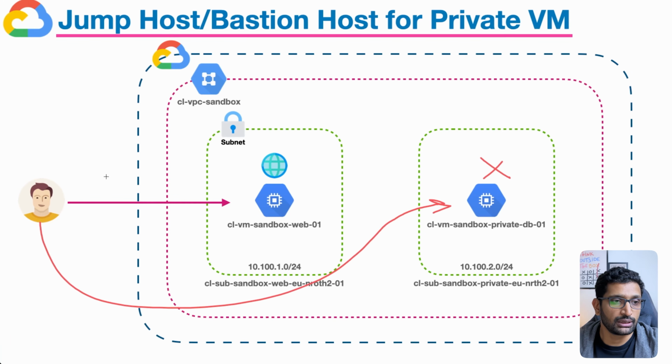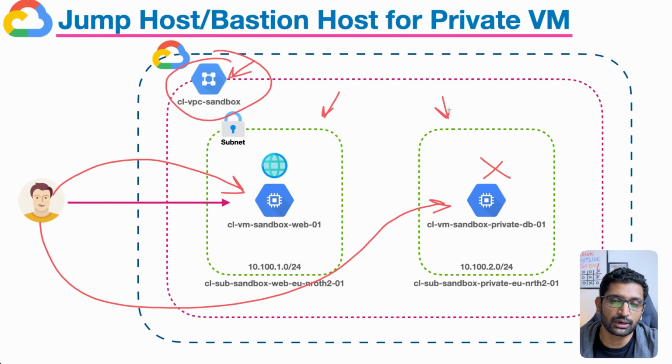The only way possible is that I need to go to the virtual machine which has a public IP, and which is also present in the same VPC. So here you can see, this is the VPC where we have deployed this public subnet as well as the private subnet.